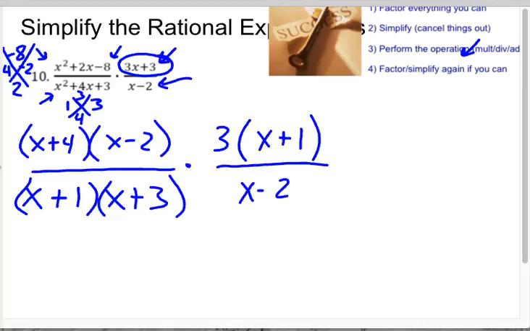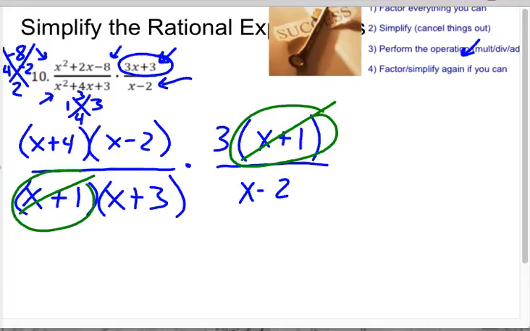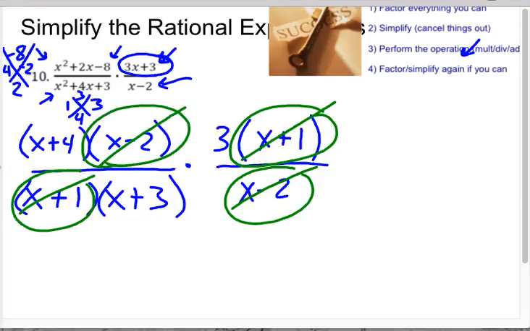Now simplifying this just means we're going to cancel out any factors from numerator to denominator. Like I have an x plus 1 in this numerator. That'll cancel out with this x plus 1 in the denominator. What else? I have an x minus 2 in this denominator. This would cancel out with this x minus 2 right here. Nothing else cancels out, so then you multiply straight across.